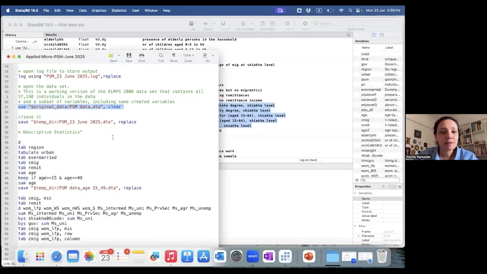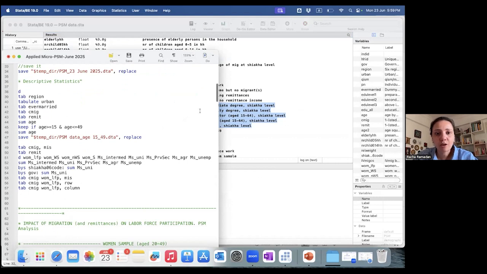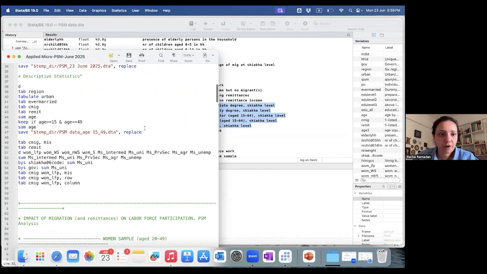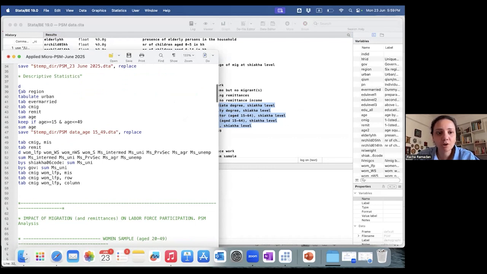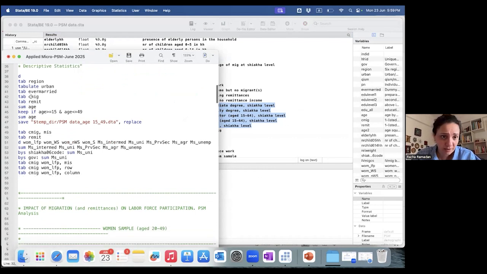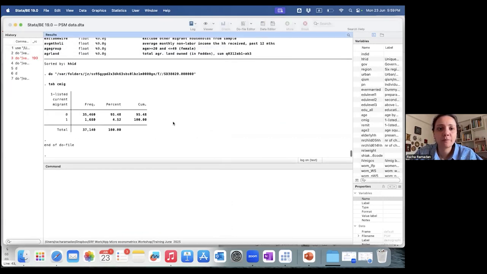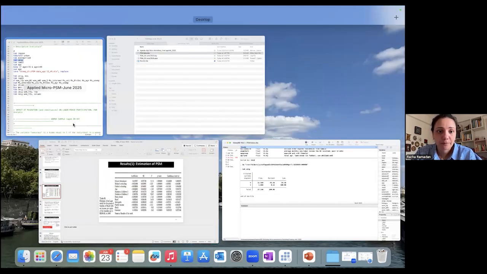Okay, let's return to our do file. So here I was just showing you the variables. You have a couple of commands to see what are the regions, the marital status. So the variable of the treatment in our case, having a migrant in the household, is the variable CMIG, listed as current migrant, and you see that you have around 4% of the sample, or 5% of the sample, who are migrants.